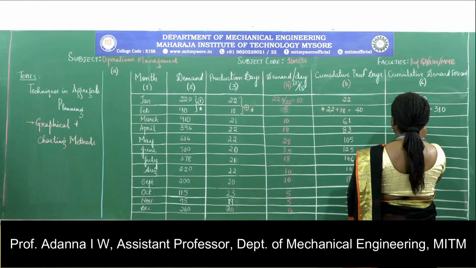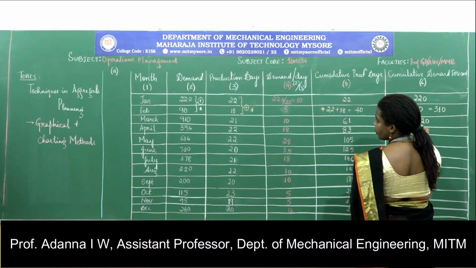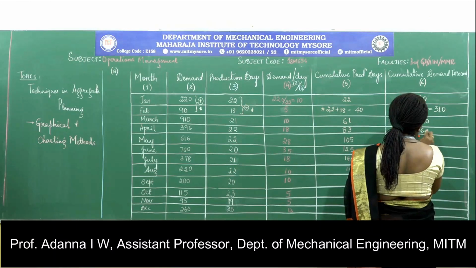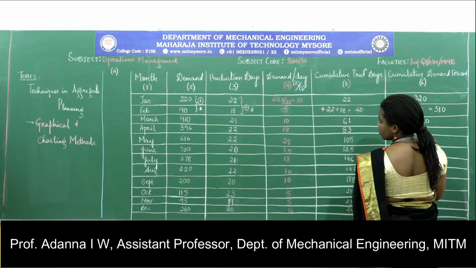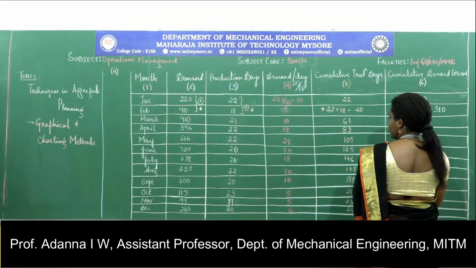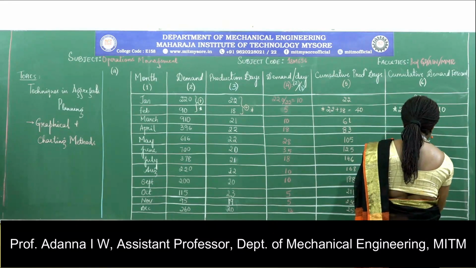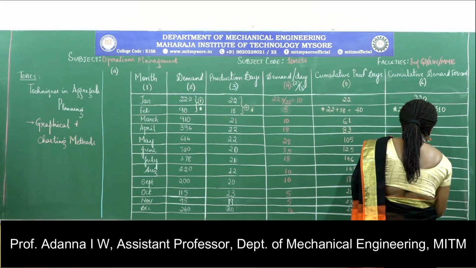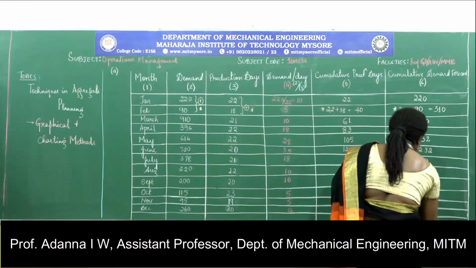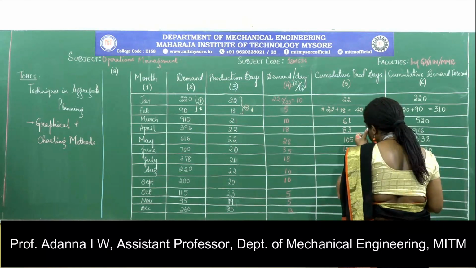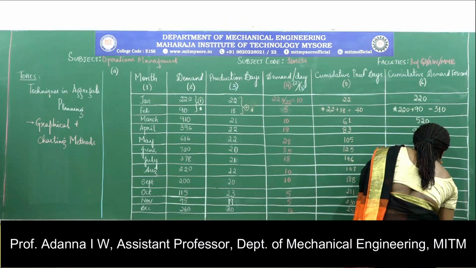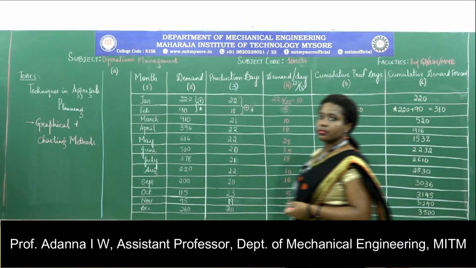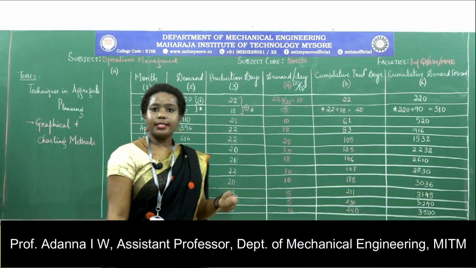Then we keep filling the table. 520 plus 396, that gives you 916, 1532, 2232, 2610, 2830, 3036, 3145, 3240, and 3500. This is the cumulative demand forecast. So this is the table that we have prepared.